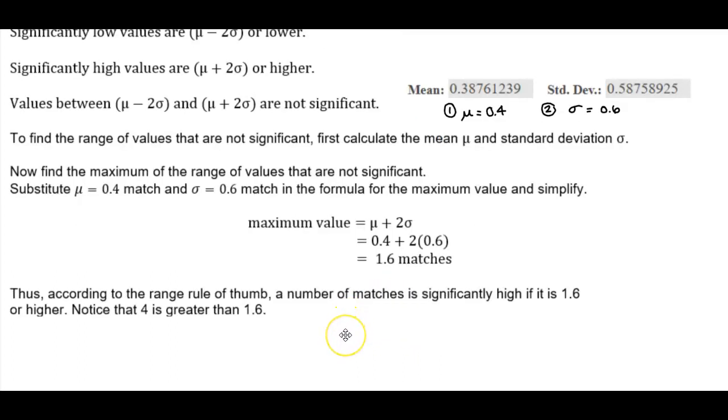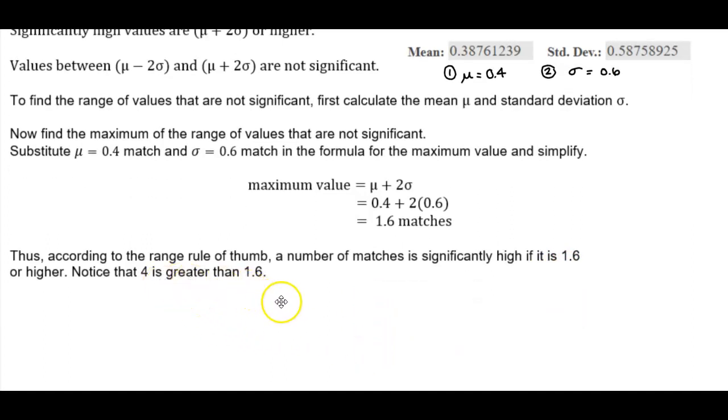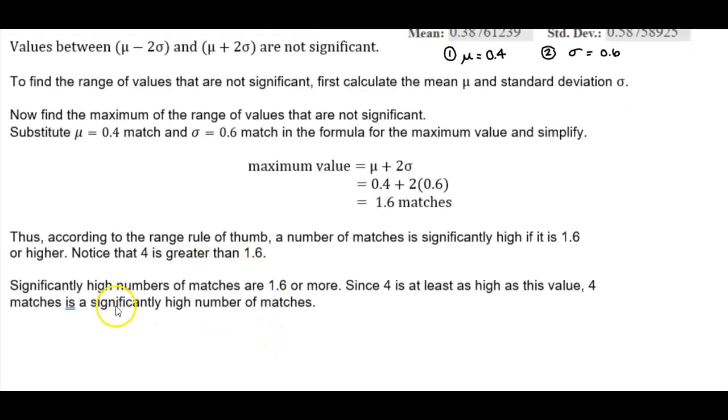Thus, according to the range rule of thumb, a number of matches is significantly high if it is 1.6 or higher. Notice that 4 is greater than 1.6. Significantly high numbers of matches are 1.6 or more. Since 4 is at least as high as this value, 4 matches is a significantly high number of matches.